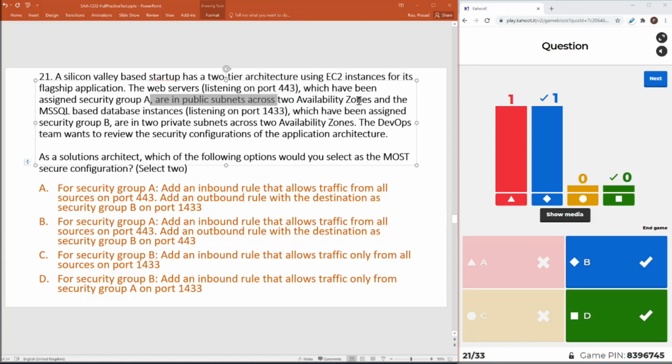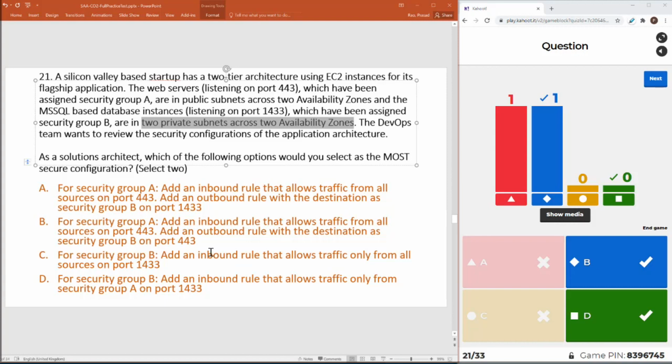Across two availability zones, great. Then we have SQL Server, listening on port 1433. They should automatically be in a private subnet across two availability zones. So if you can make that picture in your mind, adding these rules will be easy.